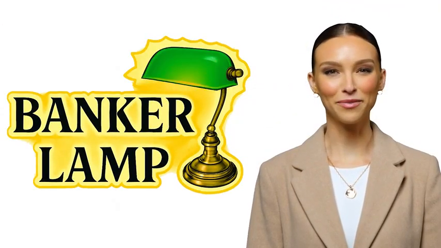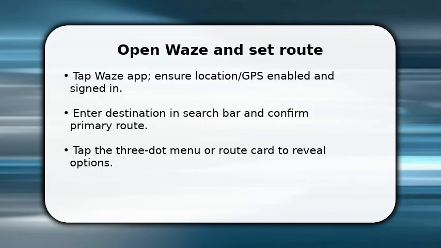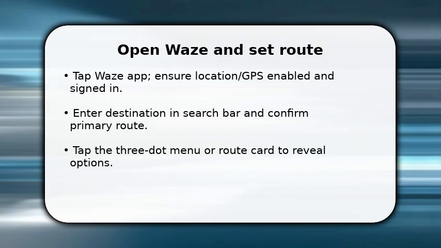Please enjoy the video. You begin by opening Waze and confirming location permission is active. This ensures accurate routing. Next, type your main destination in the search bar and select the result. This creates the base route.